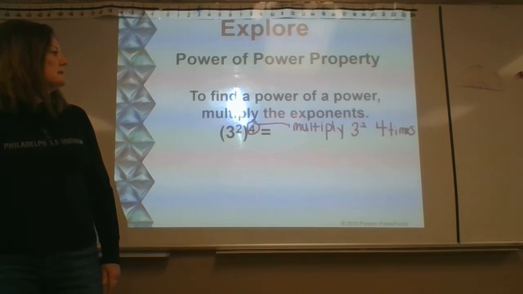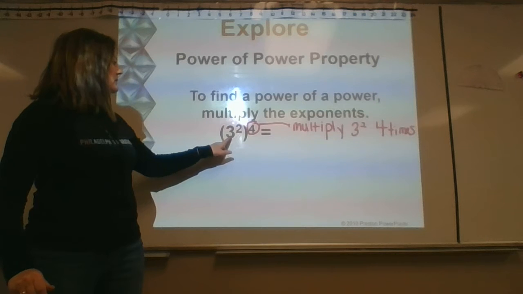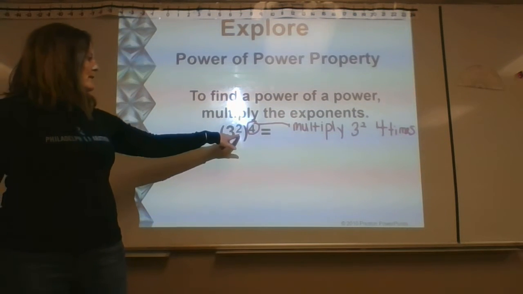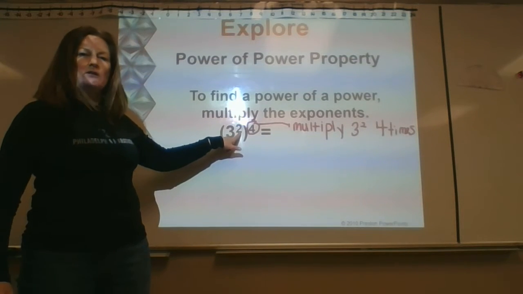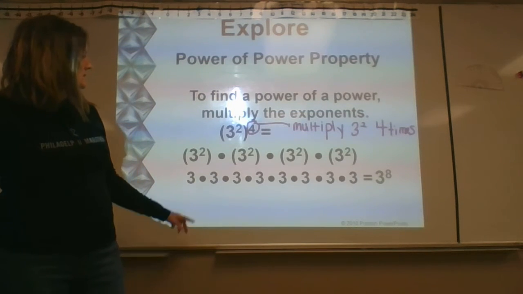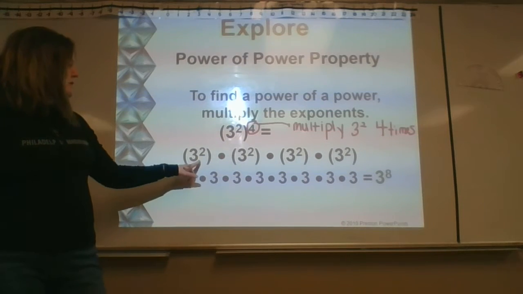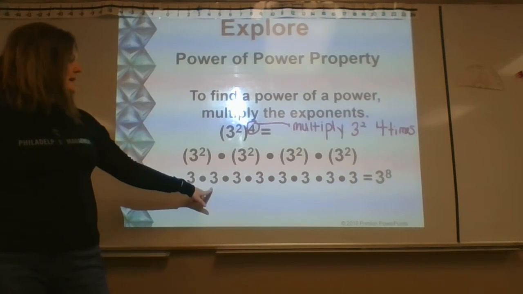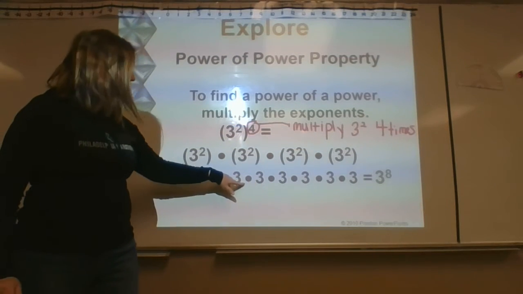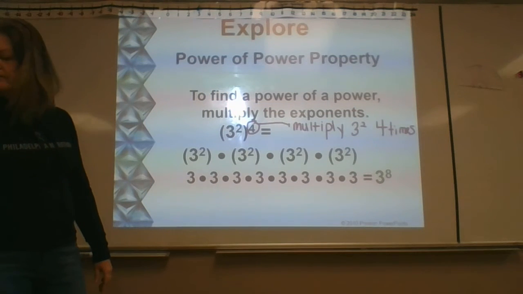So let's take a look at an example of what we mean by a power to a power. That means that we are taking one power and raising it to another power. What this means is that we are going to multiply 3 to the second 4 times. It'll look like this: 3 to the second multiplied by itself 4 times. And then if you expand each one of those, we end up with 3 to the 8th. 3 to the second times 3 to the second times 3 to the second times 3 to the second is 3 to the 8th power.